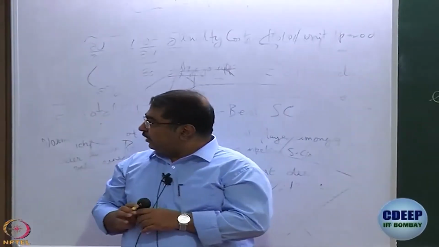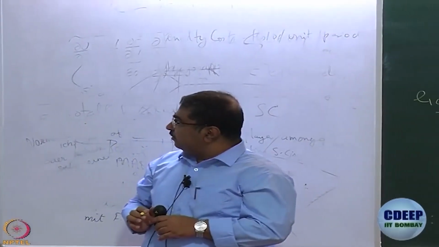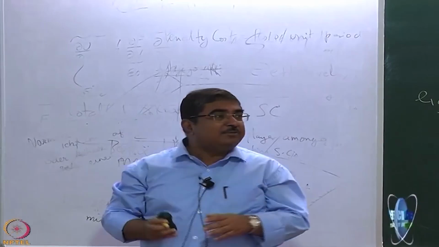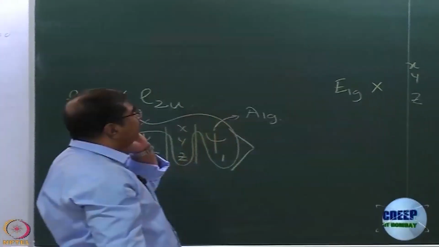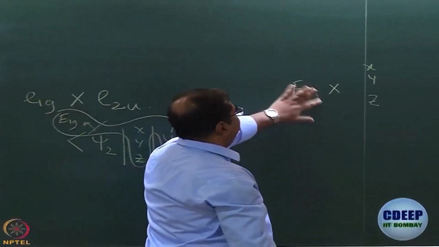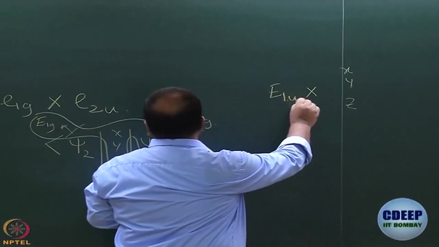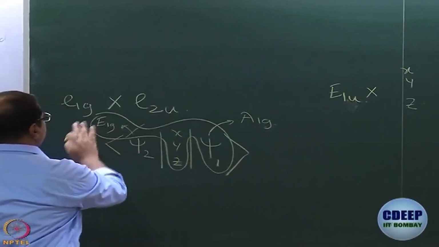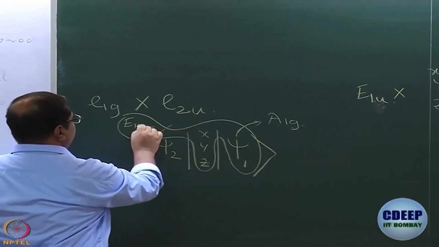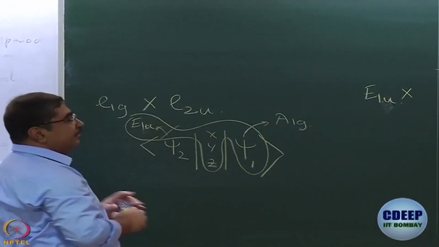I am sorry. Okay, you are right. Have I written E1G here? E1U, you are right. Okay.